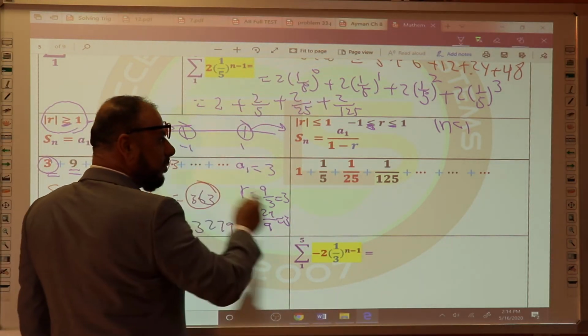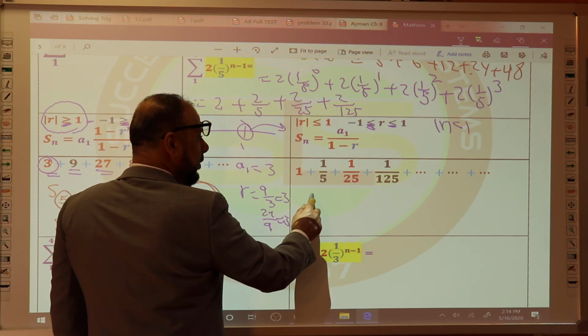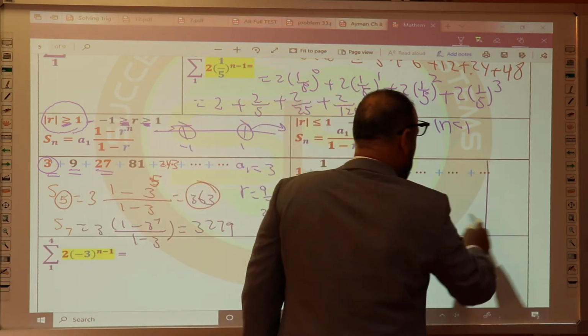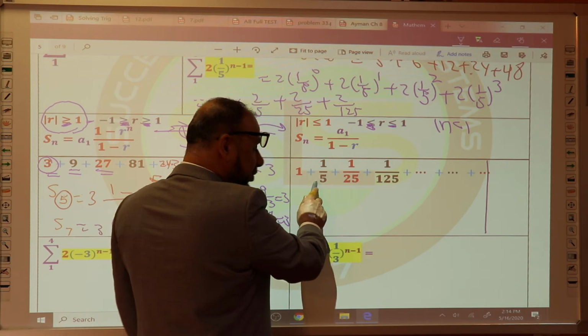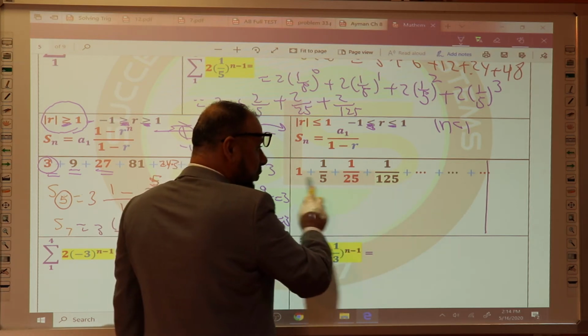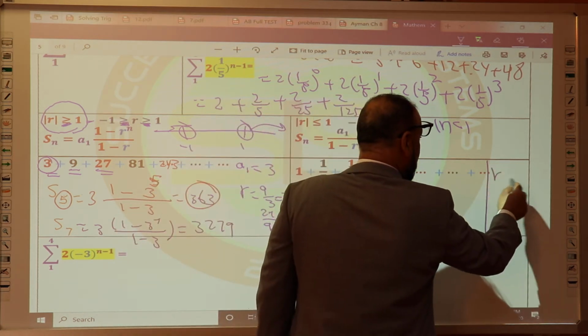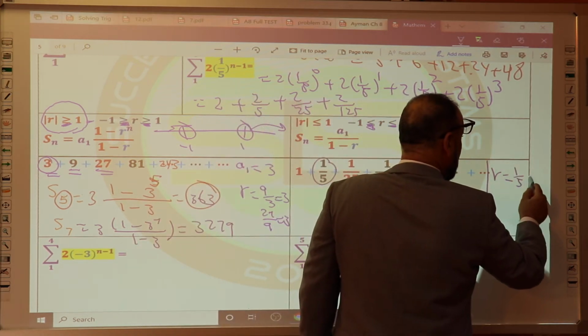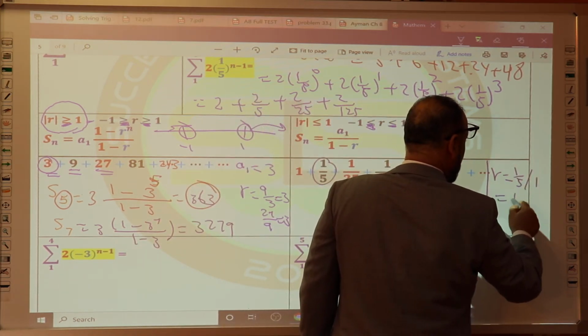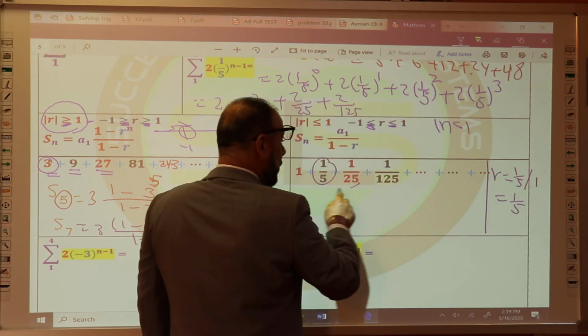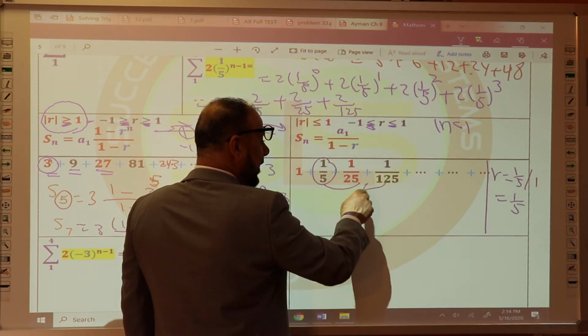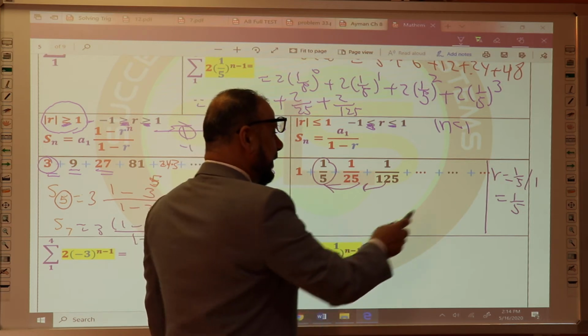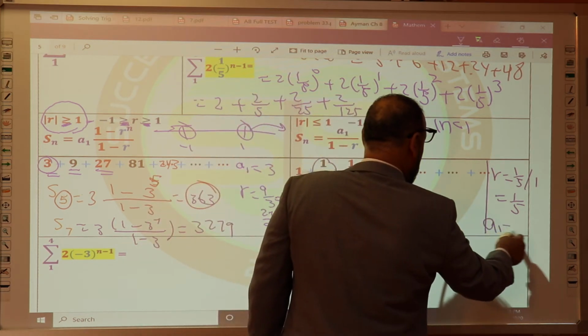1 plus. What's my R? First R, the ratio. The ratio is between 1/5. R equals 1 over 5 over 1, which is 1/5. You can also find it by dividing this by this or this by that. And A1 equals 1.